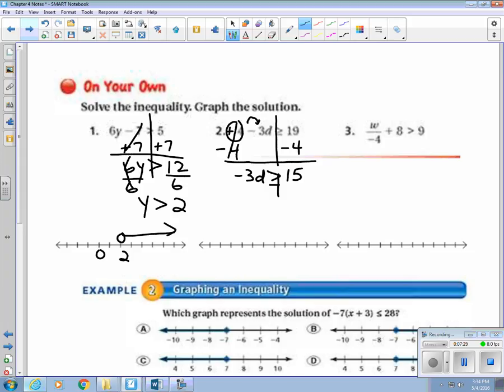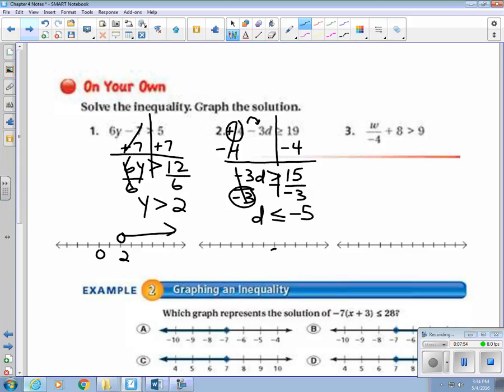Now I have negative 3 times d, so I'm going to get rid of that by, it's being multiplied, so I'm going to divide by negative 3 on both sides. Since I divided by a negative 3, that means I have to flip my inequality symbol. Negative 3 divided by negative 3 cancels out, and all I have left is d. 15 divided by negative 3 is negative 5, and I'm ready to graph.